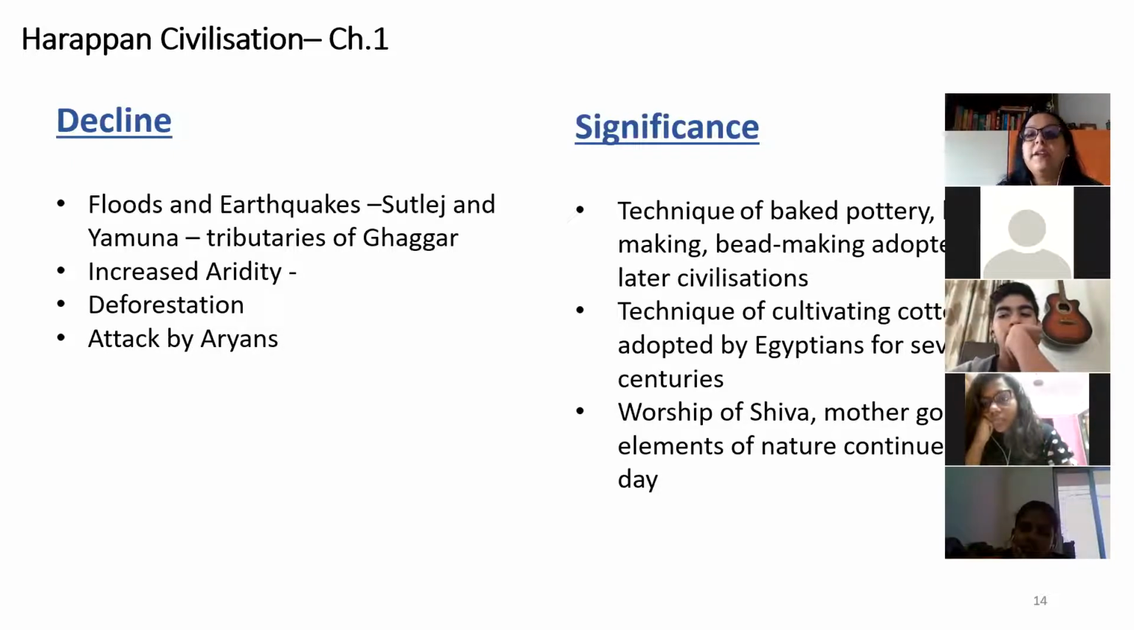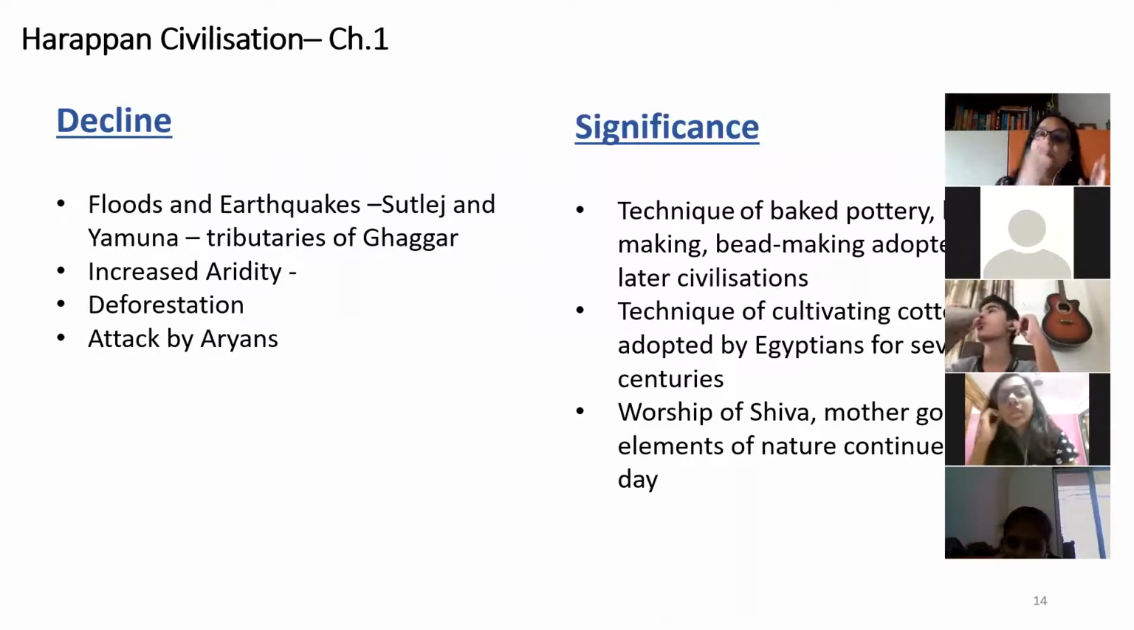Because of tectonic plate movement, Sutlej moved, and where did it go? It joined the Indus River. The Sutlej River joined the Indus, and the Yamuna River also moved and joined the Ganga. So the two tributaries which were giving water to the Ghaggar River were not there. So the Ghaggar River dried up.